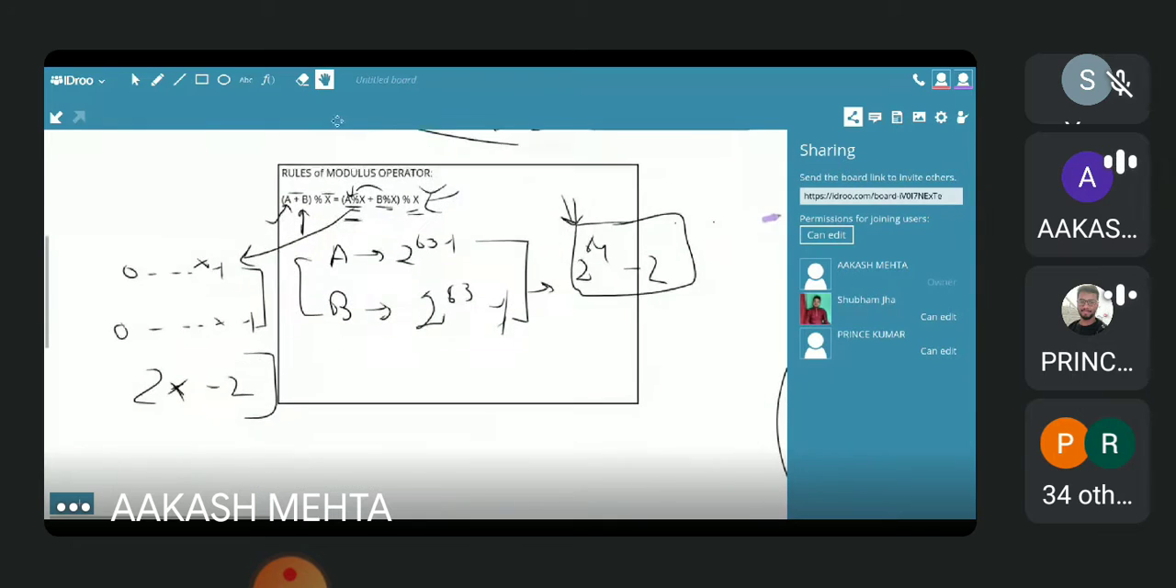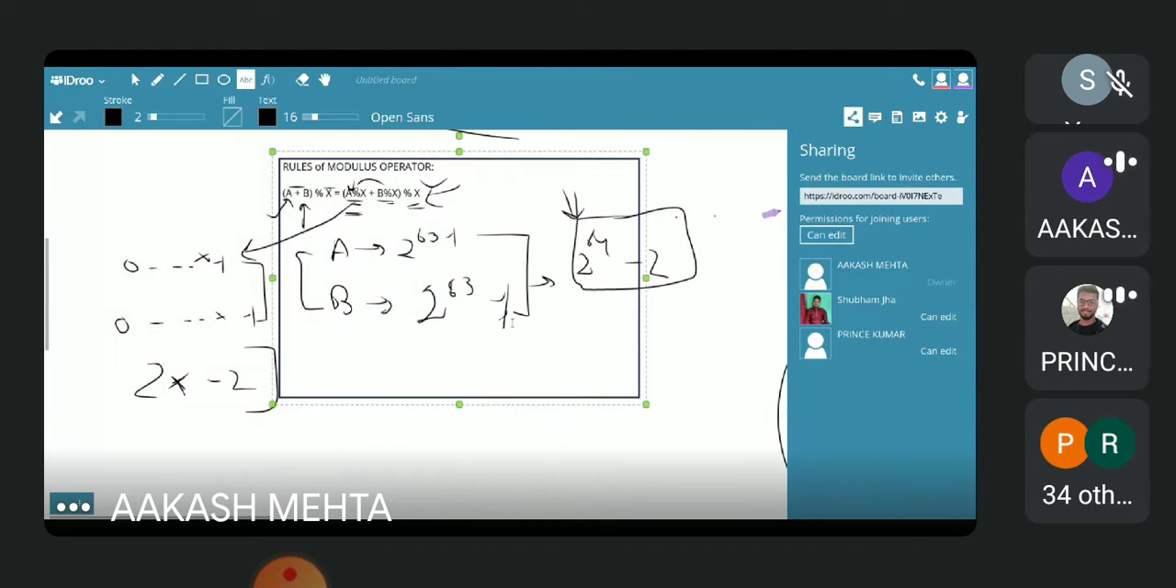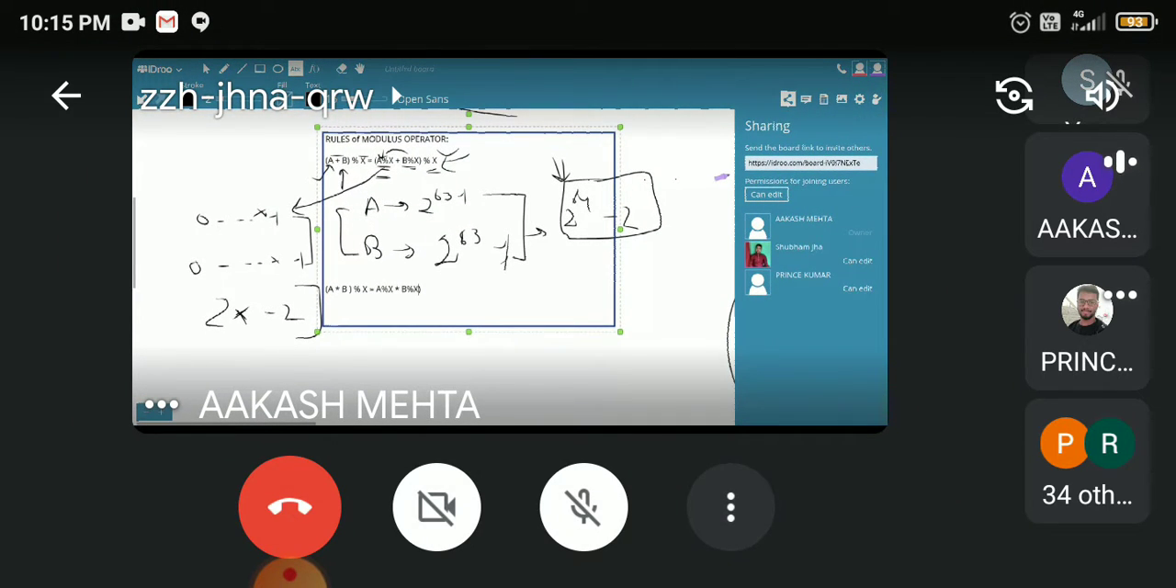Multiplication. So next let's discuss the multiplication. a into b modulo x equals a modulo x into b modulo x, and whole modulo x.